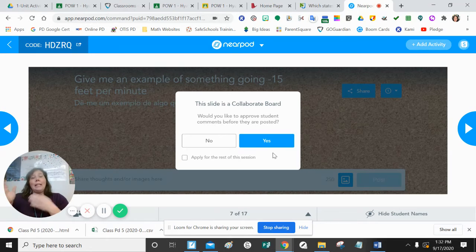The reason why we say left is negative and right is positive is because of our number line. The numbers to the right of 0 are positive. The numbers to the left of 0 are negative. So an example of something that is falling negative 15 feet per minute could be a snowflake, could be a paper airplane coming down. It could be a turtle swimming underwater to the ground to get some food. Those are all examples of something traveling negative 15 feet per minute.